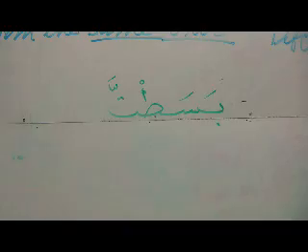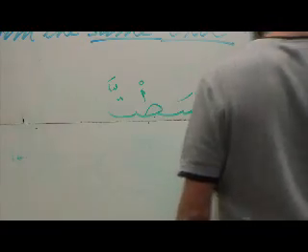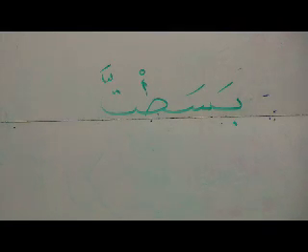How do you pronounce this? Again, let me ask you this. What is the rule? Ta is sakina, followed by ta? Idgham. Basatta? That would be wrong too. Why are you saying basatta?